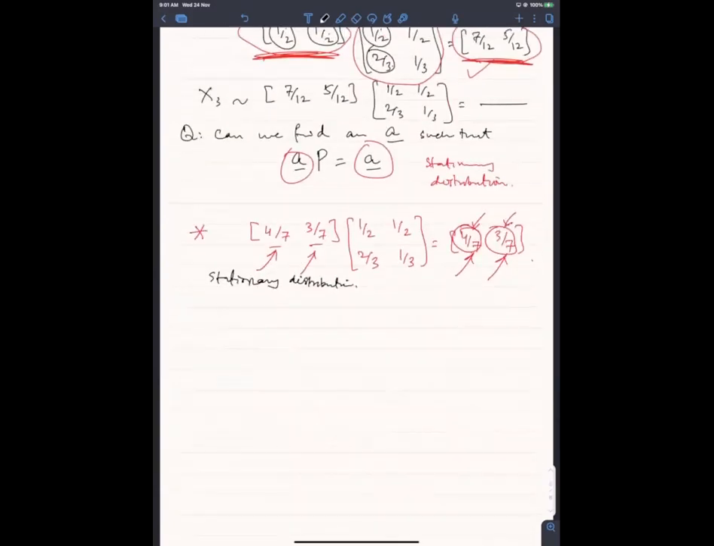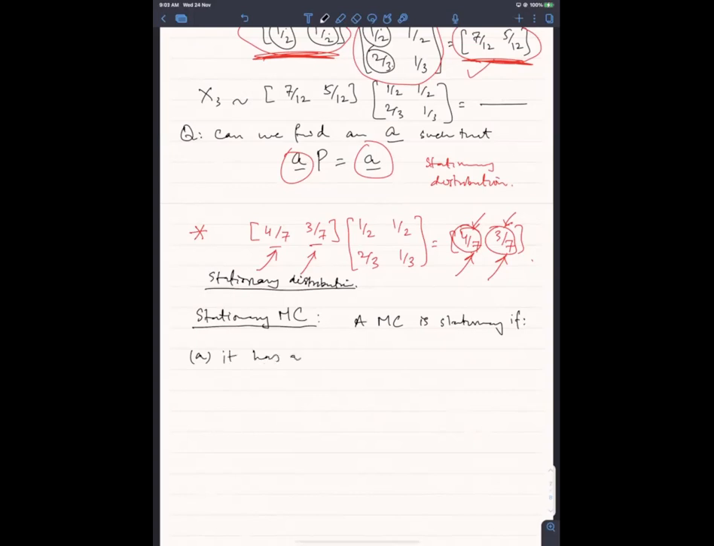So since I talked about the stationary distribution, I will give you the definition of a stationary Markov chain. A Markov chain is stationary if these two things are satisfied. It has a stationary P, a stationary probability transition matrix. The elements do not change, which is almost always the case, non-changing elements. The Markov property holds, so this will be the case.